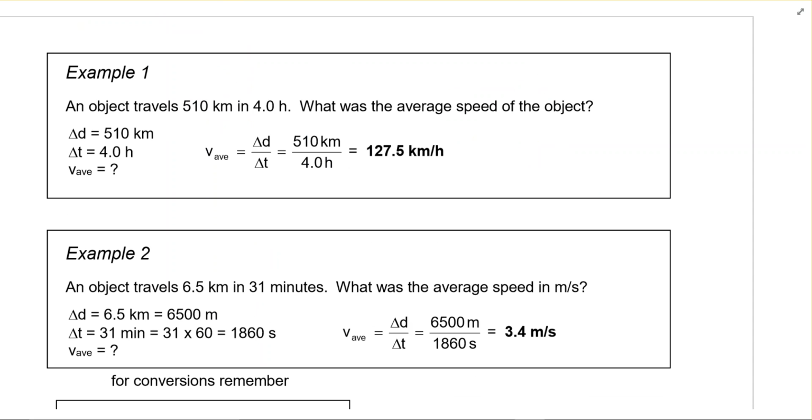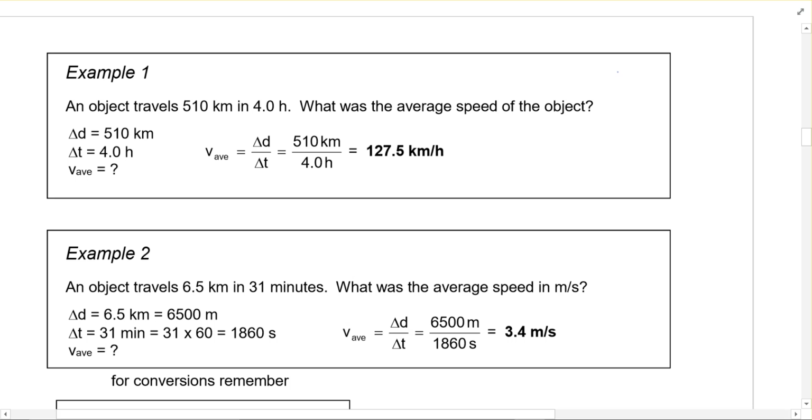So then I'm just going to show you how to do some of these examples. Example 1 says, an object travels 510 kilometers in 4 hours. What was the average speed of the object? Now, before we get started, I just want to draw your attention to units, though. This one's going to be pretty good because we do like to typically measure things in kilometers per hour. And that's in kilometers and in hours, so it's going to be pretty straightforward.